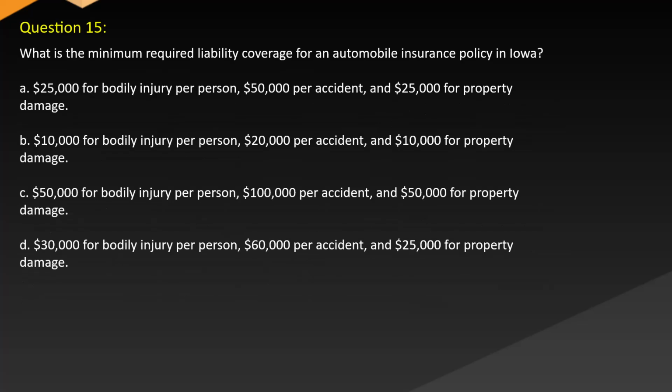Question 15. What is the minimum required liability coverage for an automobile insurance policy in Iowa? A. $25,000 for bodily injury per person, $50,000 per accident, and $25,000 for property damage. B. $10,000 for bodily injury per person, $20,000 per accident, and $10,000 for property damage. C. $50,000 for bodily injury per person, $100,000 per accident, and $50,000 for property damage. D. $30,000 for bodily injury per person, $60,000 per accident, and $25,000 for property damage.